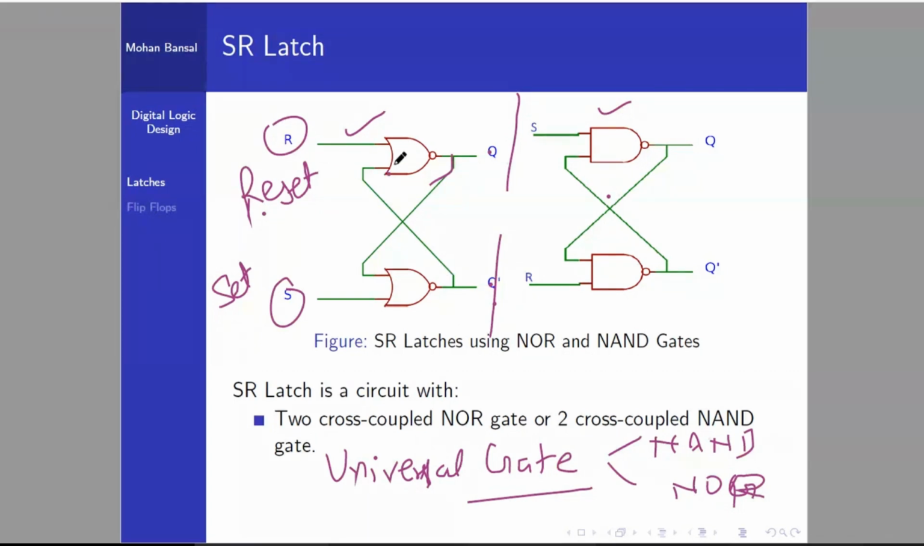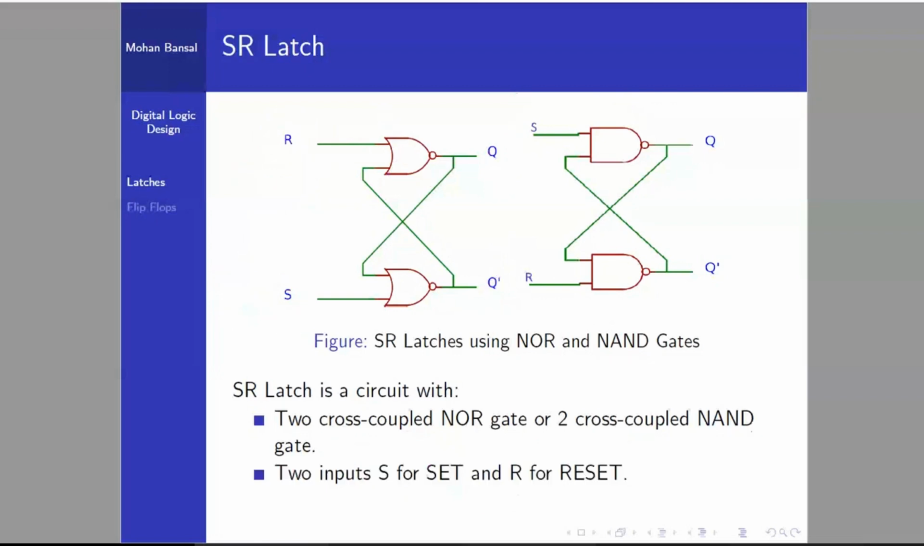So it is called cross-coupled NOR gate or cross-coupled NAND gate because they are coupled. Both the NAND gates are cross-coupled. Similarly, NOR gates are cross-coupled. So it is called two cross-coupled NOR gates or two cross-coupled NAND gates. So this is just an overview about the SR latch. Now we will see for different values of S and R what we will get. If S is 0, R is 0, what will be the output? If S is 0, R is 1, what will be the output? So we will see that.